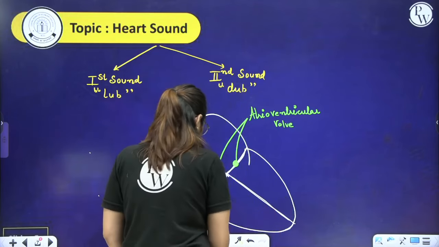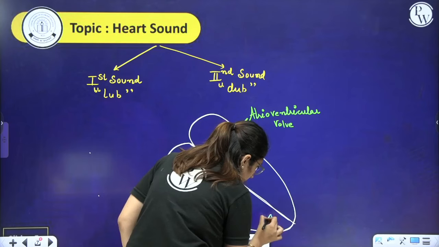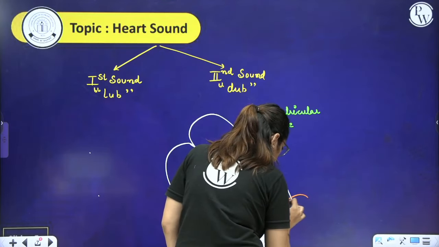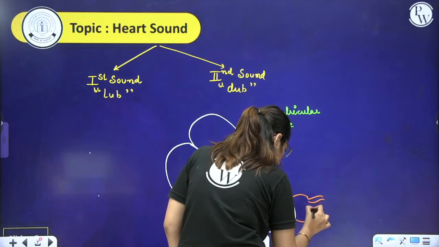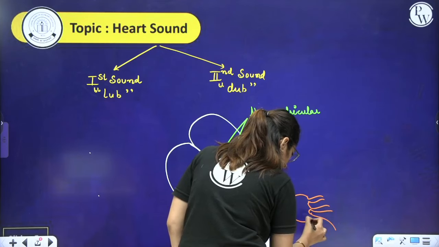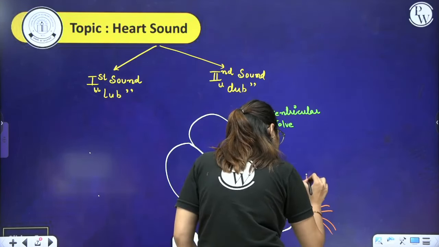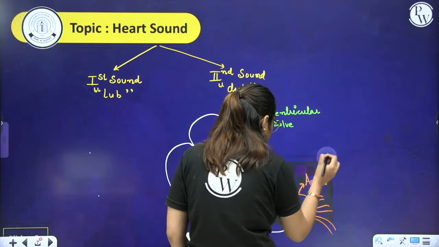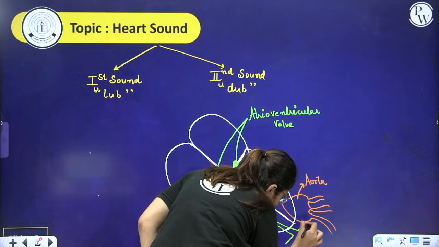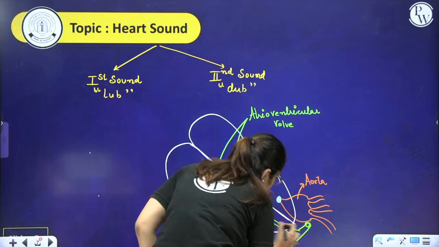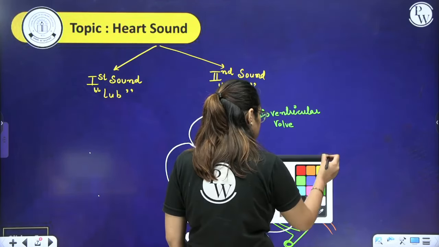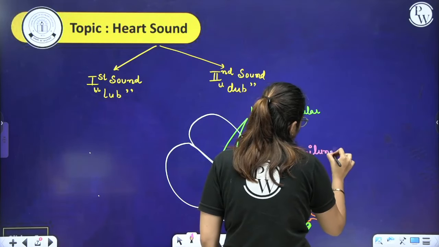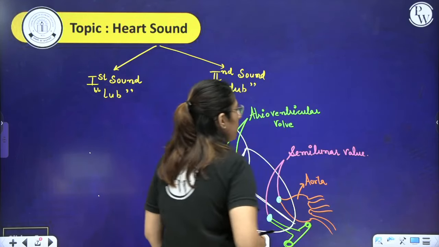Clear? Now, similarly, some valves are present over here also. Yes, here we are having the aorta, carrying the blood, carotid arteries, etc. Here, buddies, we are having the pulmonary trunk. We have discussed about this, right? Now, the valve which is present here is termed as the semilunar valve. What is the name? Semilunar valve.